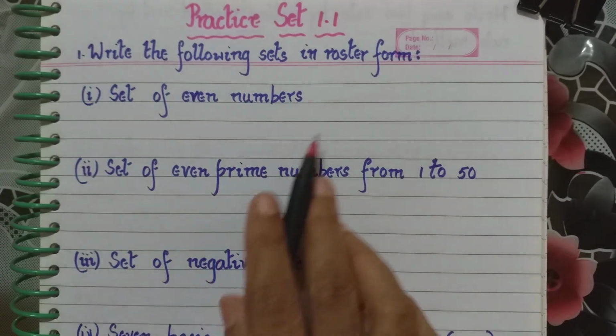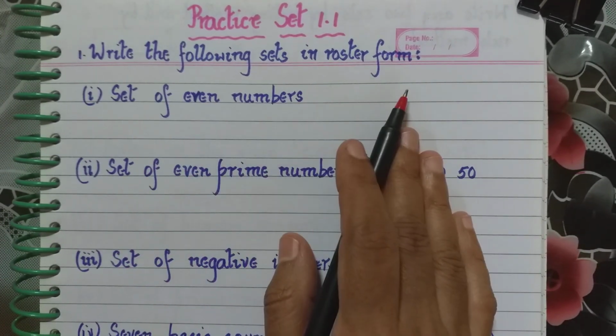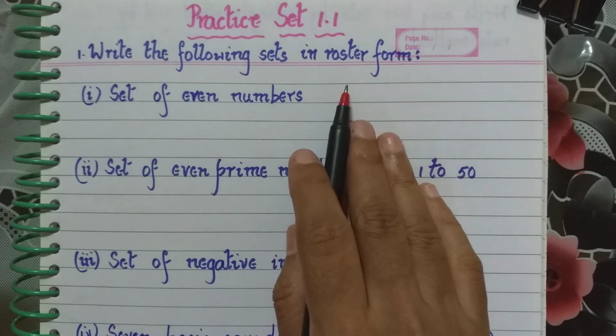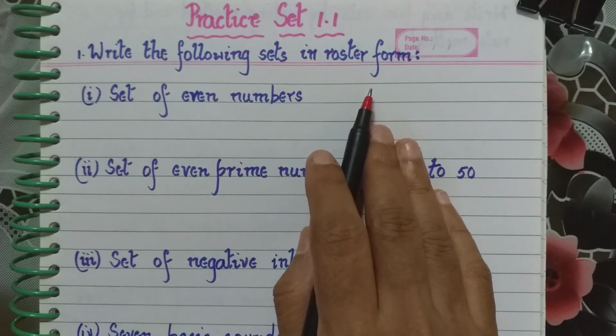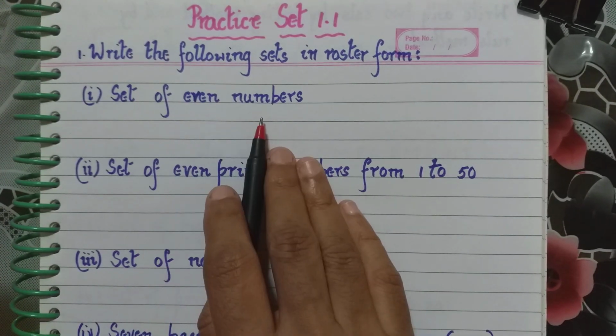Practice set 1.1, question 1. Write the following sets in the roster form. Now, roster form, if you remember, is the listing method. The other name for listing method is roster method or roster form. So, what have they said?